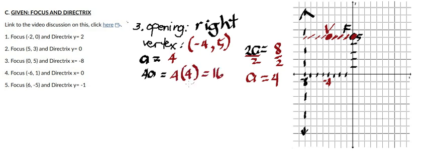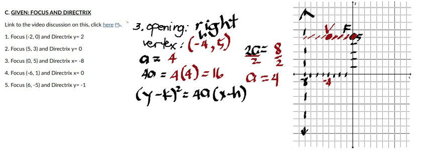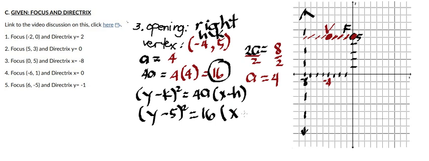So writing off our standard equation, this is to the right, which means that we start with y minus k squared equal to the right, that's leading to a positive number. This is a 4a, which is positive, times x minus h. And then plugging in, this is h, this is k. We have now y minus our k, which is 5, squared, equal to 4a. Since we have named our 4a there, we don't need to write 4 times our a anymore, but simply use our 4a here with 16. And then we have x minus our h, which is negative 4. So that makes it a positive 4. That's it. That is our standard equation of the parabola.